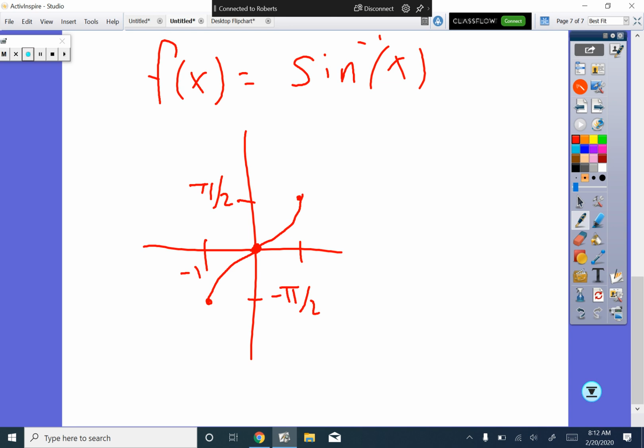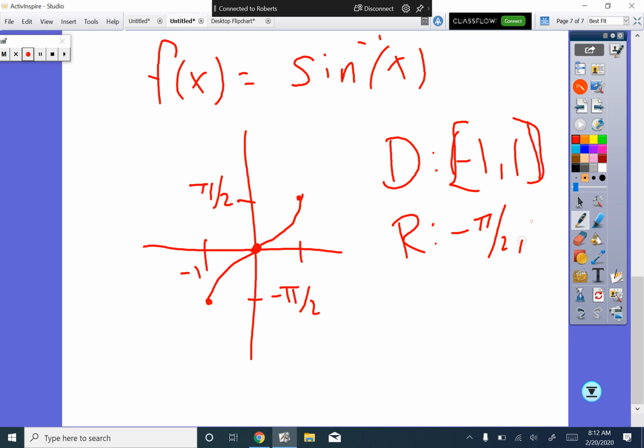That would be its graph. So what's the domain of an inverse? That makes sense because that's the lowest value sine can be and that's the highest value sine can be. So the domain, the values I can plug in, have to be between negative 1 and 1. If we're outside that, we can't have a sine value because it doesn't make sense. Okay, what's its range?